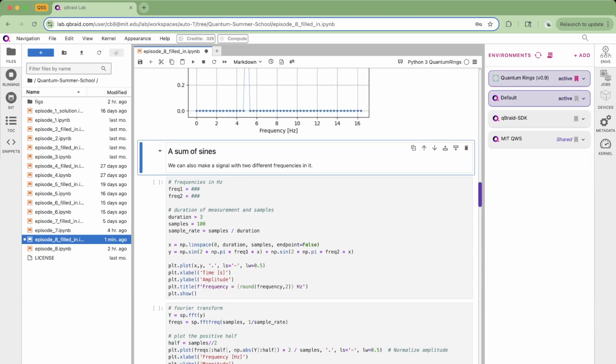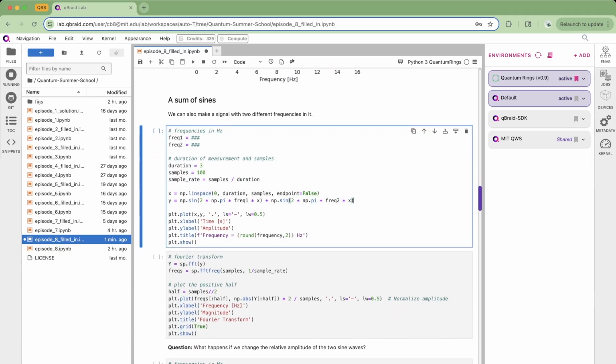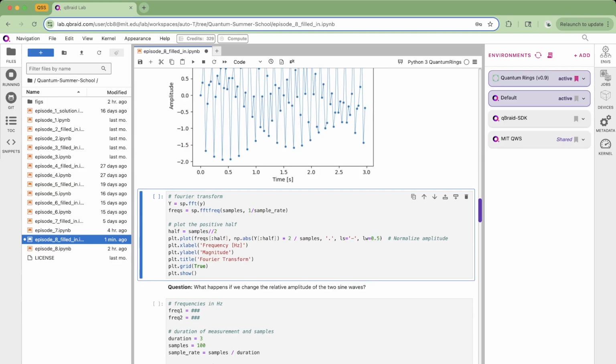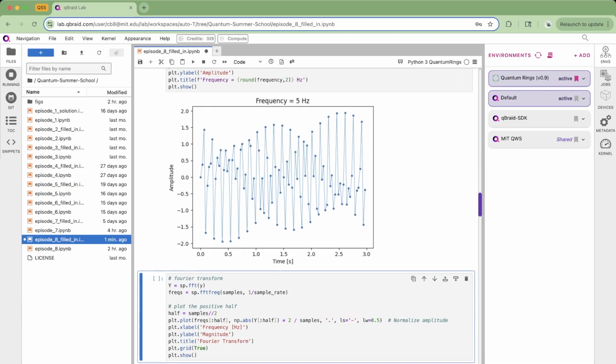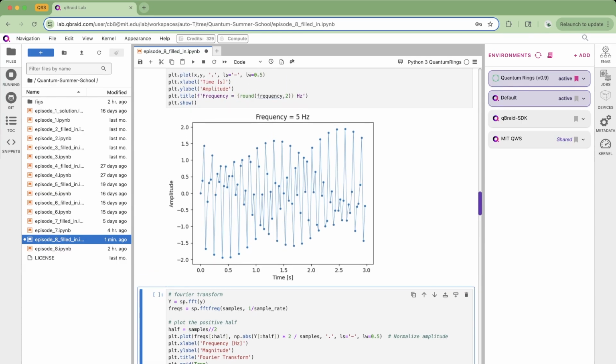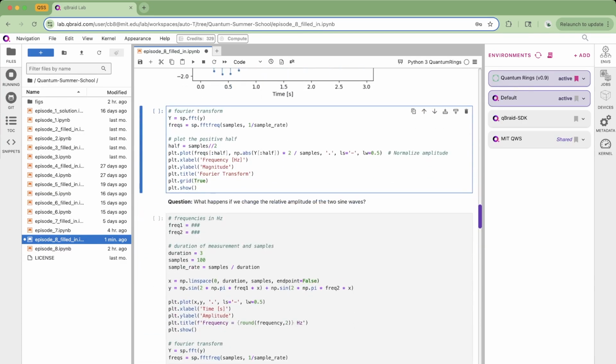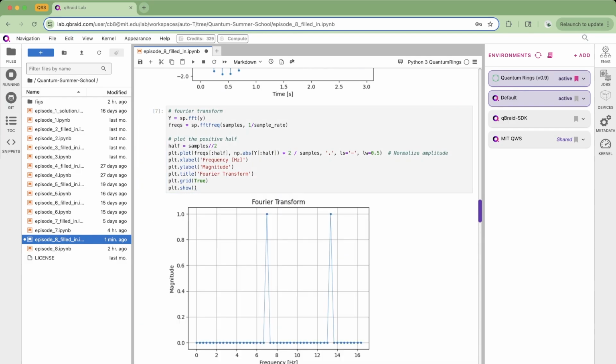We could also make a signal which is a sum of 2 sines. So here we're going to do a sum of one frequency and another frequency. So maybe now I want 20 hertz and 7 hertz. So here would be our signal. And maybe to us, we can't really tell exactly what's going on here. But if we apply a Fourier transform, it can pick out those frequencies in the signal.